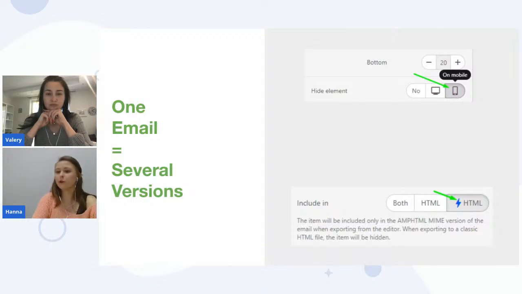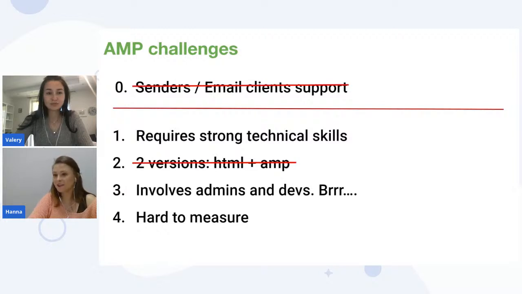In the same way as we had with the desktop and mobile versions, now you would also have HTML and AMP HTML versions in the same email, without creating billions of copies of the same template. So for now, we've already solved two issues. The first, or patient zero, sender and email client support, and the second one, that you need to have two versions, HTML and AMP. So let's go further.